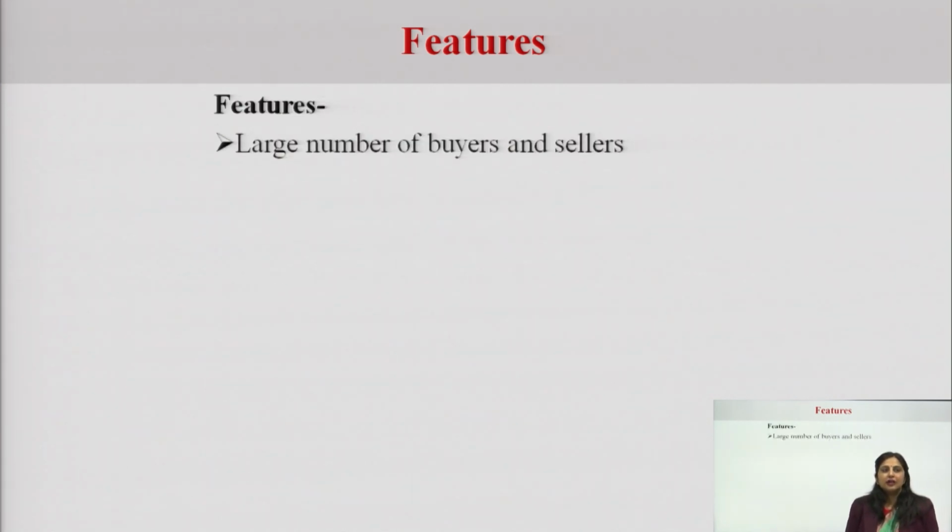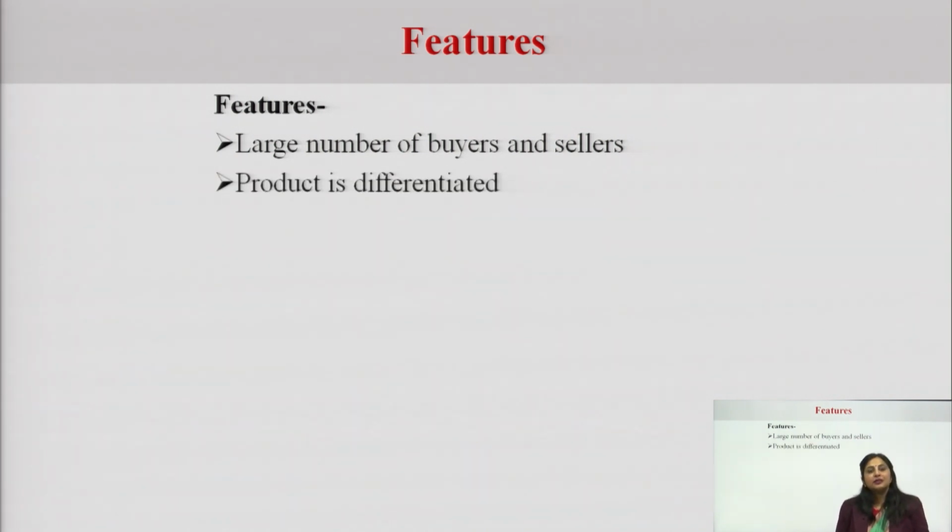So, let us talk about the features. The prominent features are that there are a large number of buyers and sellers. Buyers are large and sellers are also very large in the market. An industry having this kind of feature would be an example of monopolistic competition. The product is differentiated. Differentiated means that buyers are able to distinguish one seller's product from another's, maybe because of its packaging, branding, price, appeal to the consumer, advertising policy, or anything related to the product or the service.